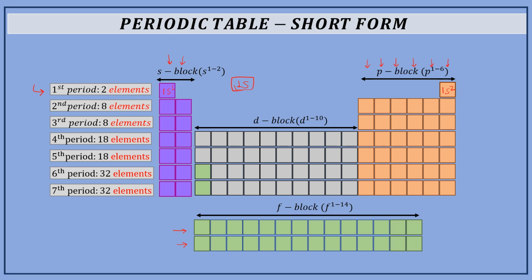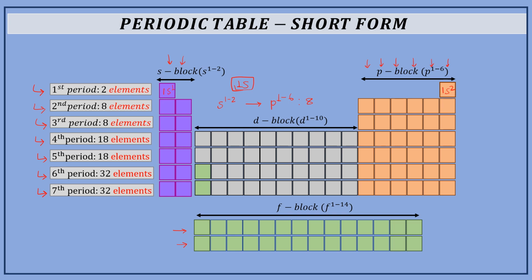Similarly, the second period will contain 8 elements. This is because we are filling the s subshell, s1, 2, followed by the p subshell, that is p1 to 6, making a total of 8 boxes for the elements in this row. And in the same manner, the third period will contain 8 elements, and I am sure you can go ahead and calculate by yourself the number of elements in each period of the periodic table.